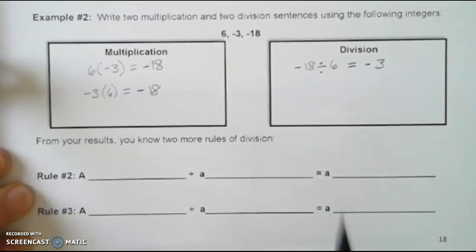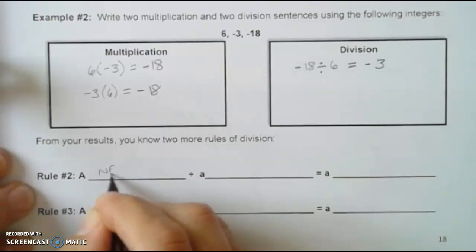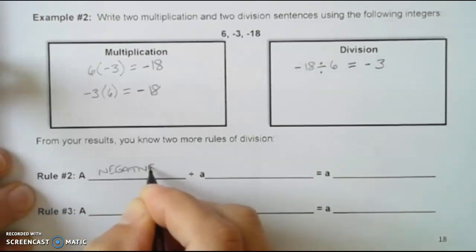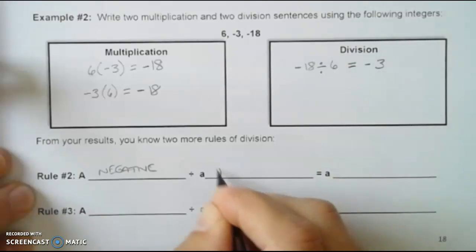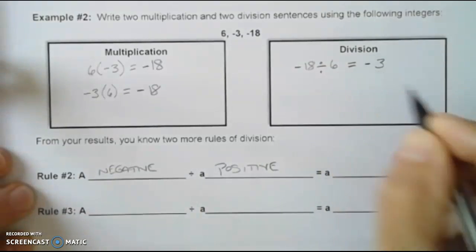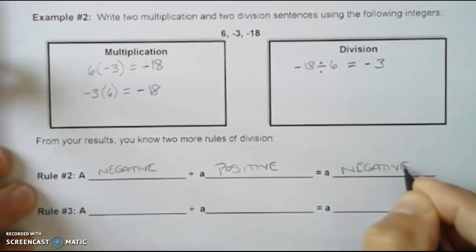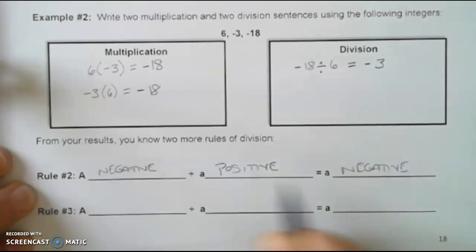And here is another new division rule that I can write down here. If I take a negative number and I divide it by a positive number, then my result, my quotient, is going to be a negative number. Okay, a negative divided by a positive is a negative number. Okay, let's write down one more division problem.